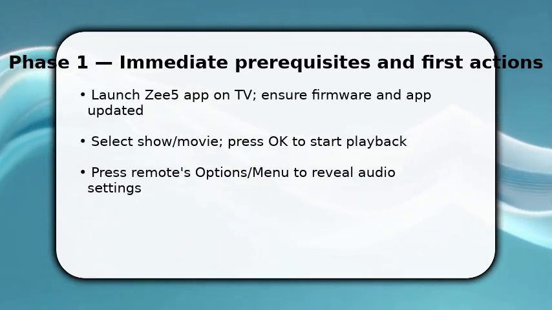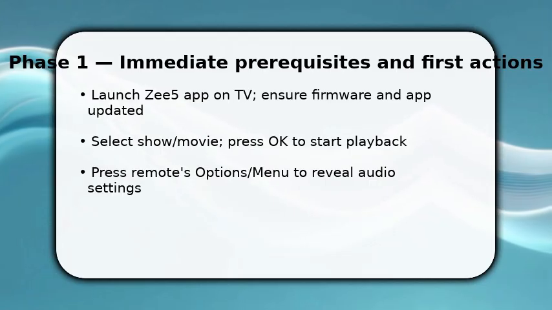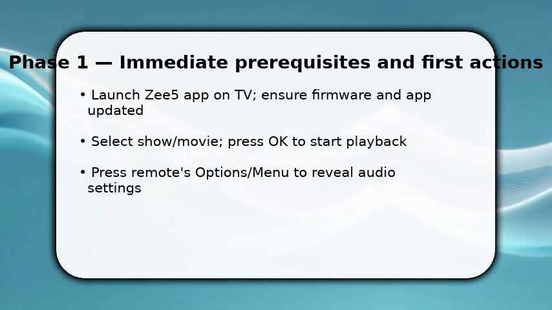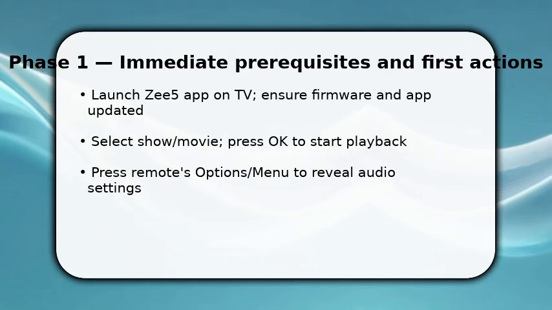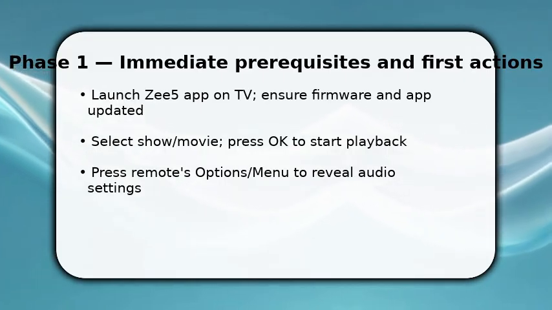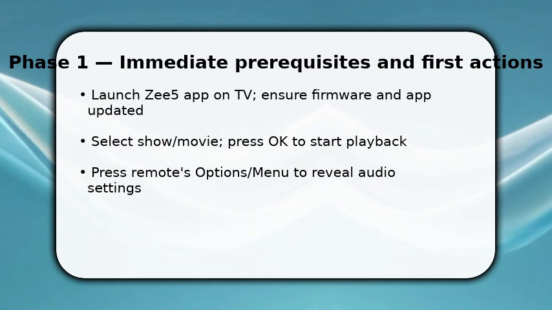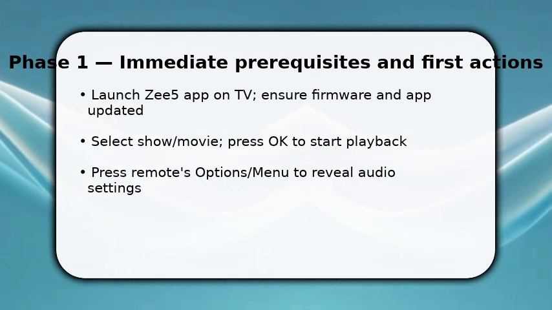Make sure your TV and Zee5 app are updated so the audio menu shows all available tracks. Otherwise, you may see limited choices. This step gets you to the audio selection area quickly, so you can change language, stereo, or alternate tracks.